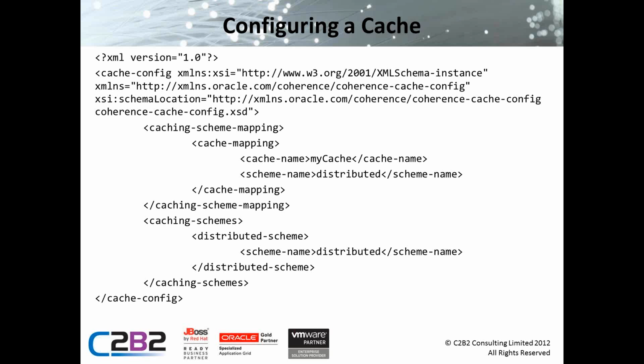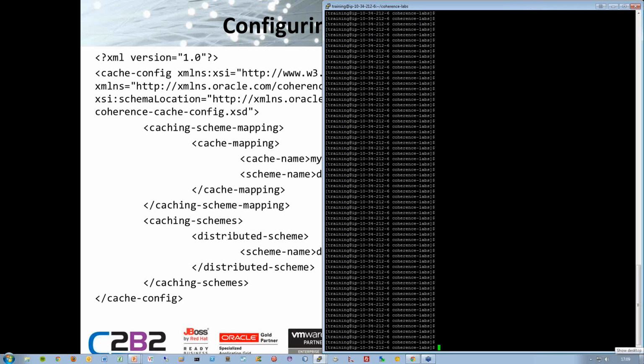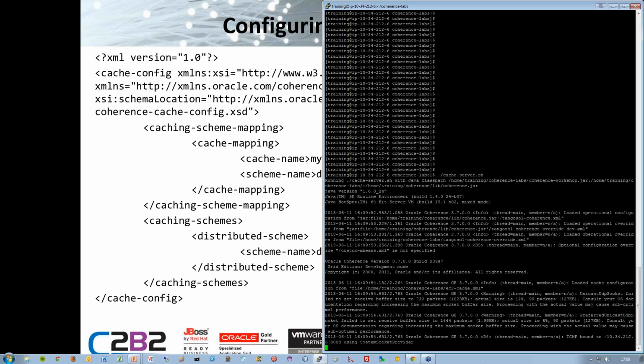So now what we're going to do is give you a little demo of Coherence. We've got a putty window up here. This is connected to an EC2 instance on which I've got a Coherence installation. Now we're going to start up a cache server, which you should see just starting up here.